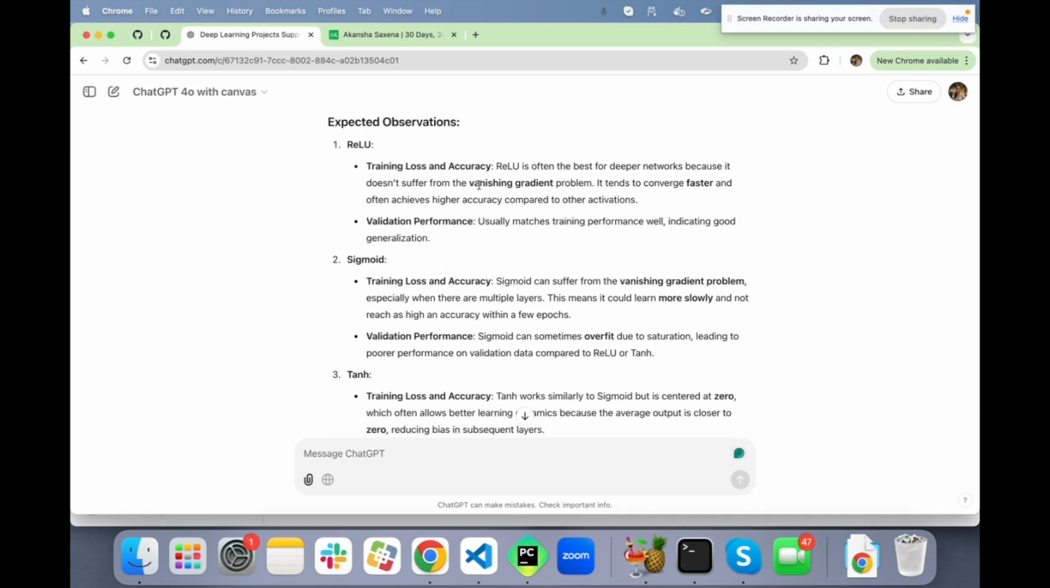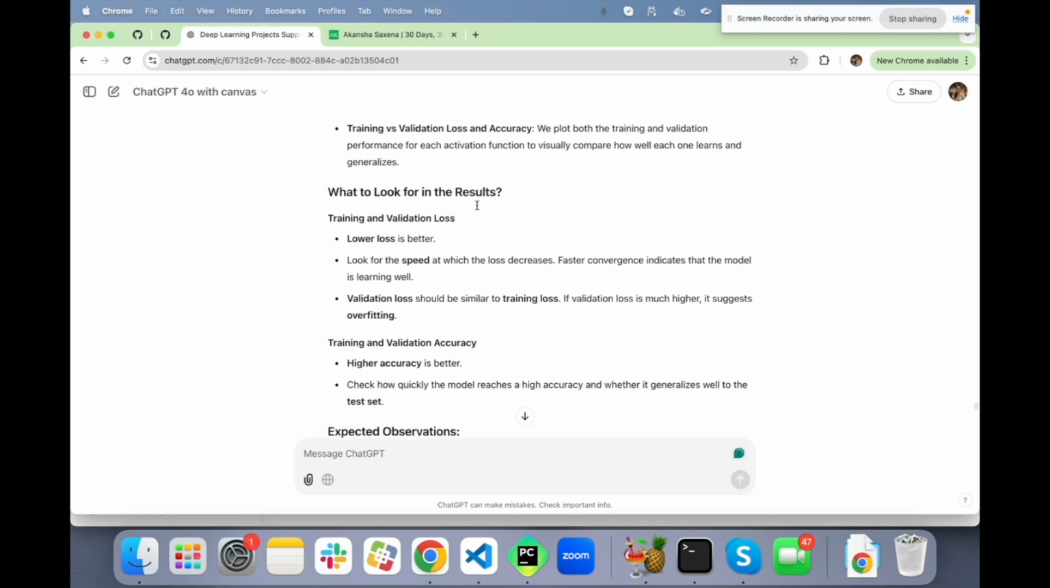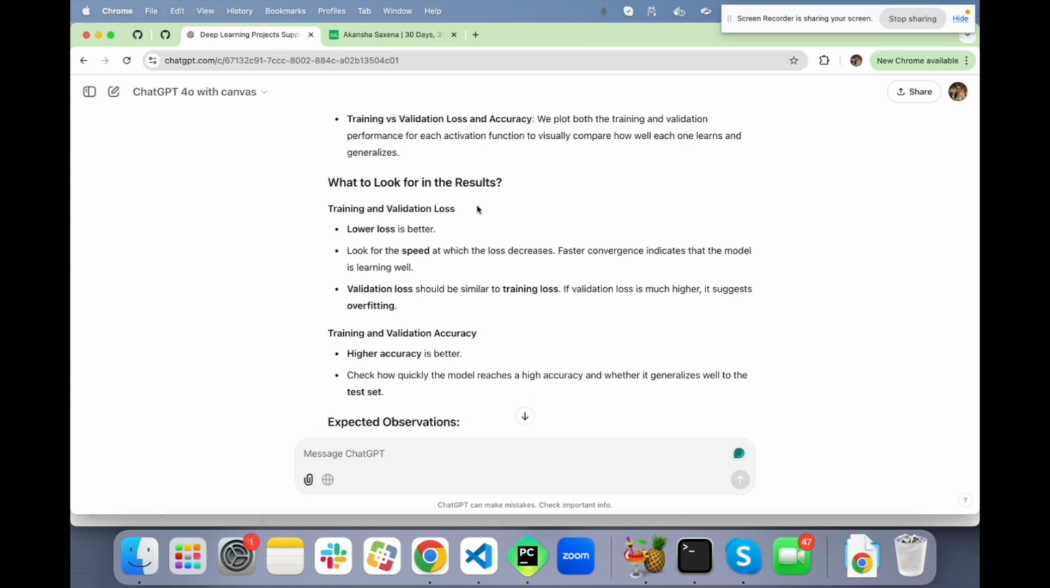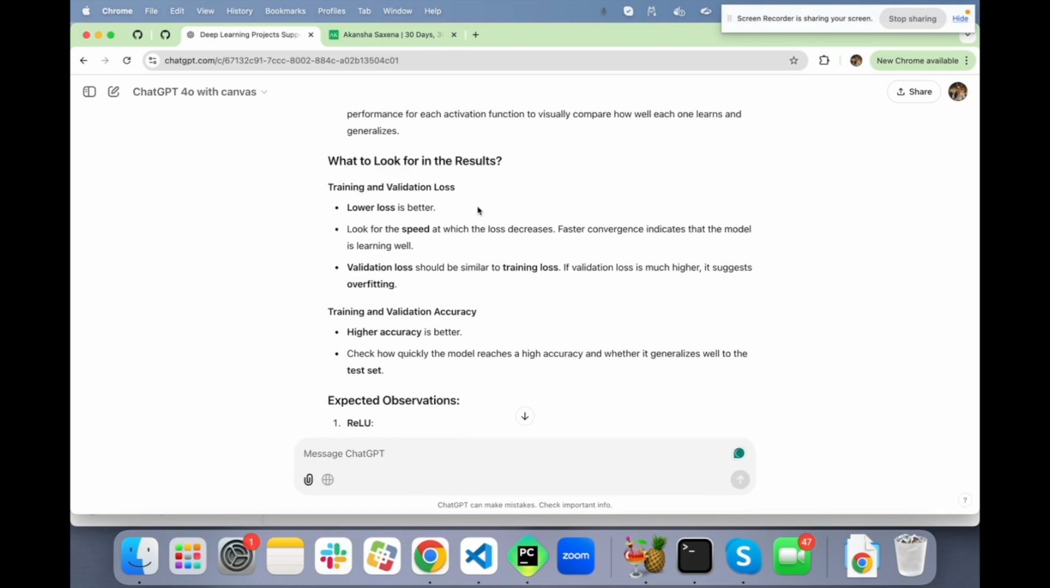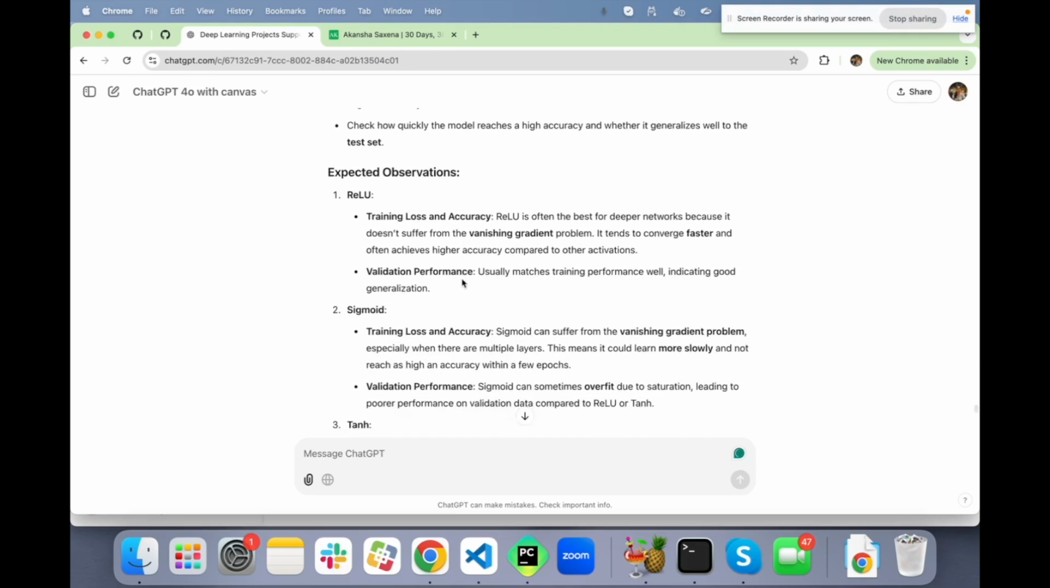So let's say expected observation. What to look for in the results? Lower loss is better. Look for the speed at which the loss decreases. Faster convergence indicates that the model is learning well. Validation loss should be similar to training. If the validation loss is much higher, it suggests overfitting. Higher accuracy is better. Check how quickly the model reaches higher accuracy, and whether it generalizes well to the test data. Okay.